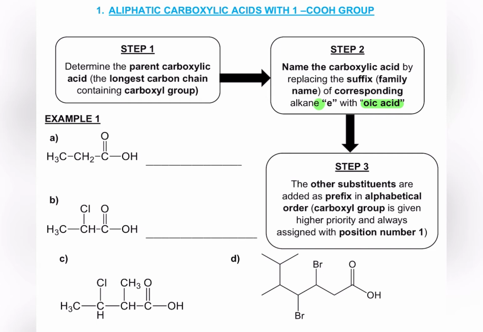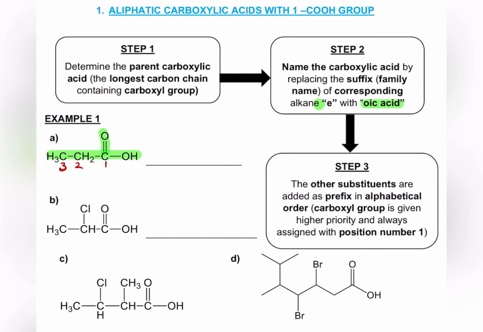So I'm going to start with structure A. As you see here, you got step number 1, determine the parent carboxylic acid, which will be the whole thing here. And then the next step, I'm going to give the numbering for my carbon that contain carboxyl group. It will be this carbon. So this carbon will be first carbon, second and third. So you got the whole carbon chain here, which will be your parent for carboxylic acid.